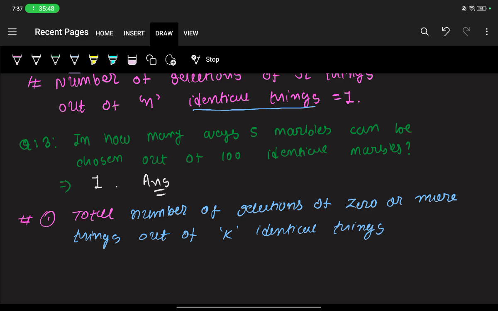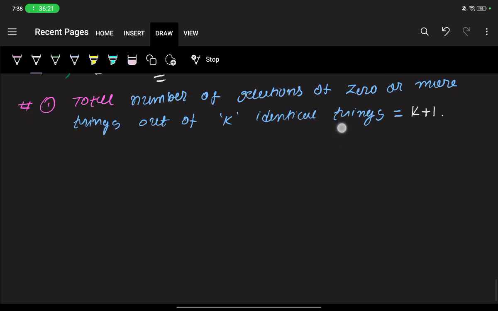Things are identical, but how many things are there? K identical things. Okay, so the total number of selections of 0 or more things out of k identical things is equal to k plus 1. So this includes the case when 0 articles are selected. We'll discuss that example as well, but not right now.